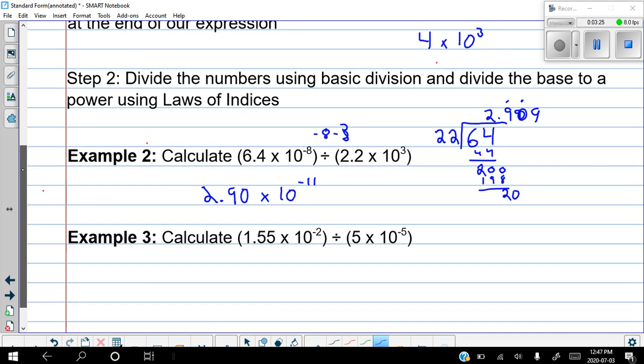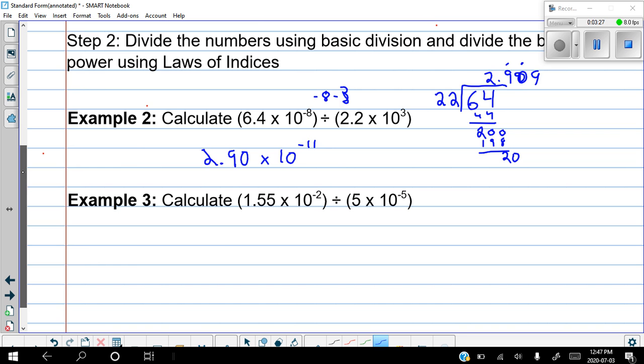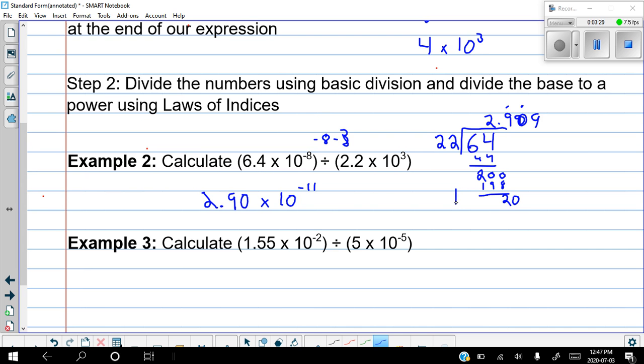And then lastly, example 3. Here, I'm going to do a little trick with division. So my 1.55, I'm going to do as 155. How many times does 5 go into 155? If we know 5 goes into 120 times, then it's 30 times for 150, so 31.